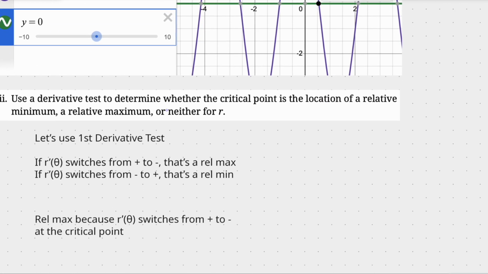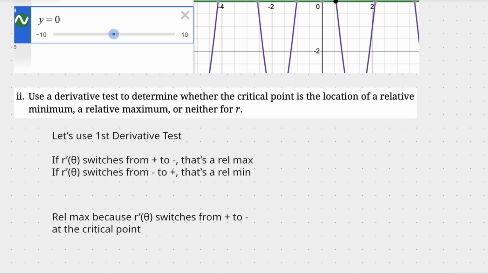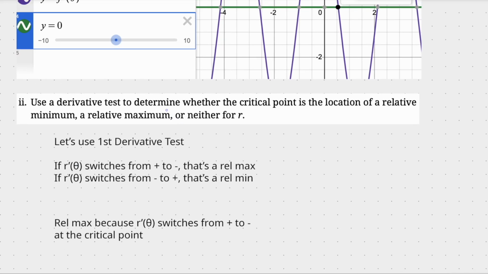And then for the second part, we have to use a derivative test. So we're going to use the first derivative test. You could use the second derivative test as well, but let's just use the first one. It's probably easier. So the way this works is if the derivative switches from plus to minus, that's a relative max. If the derivative switches from minus to plus, that's a relative min, right?